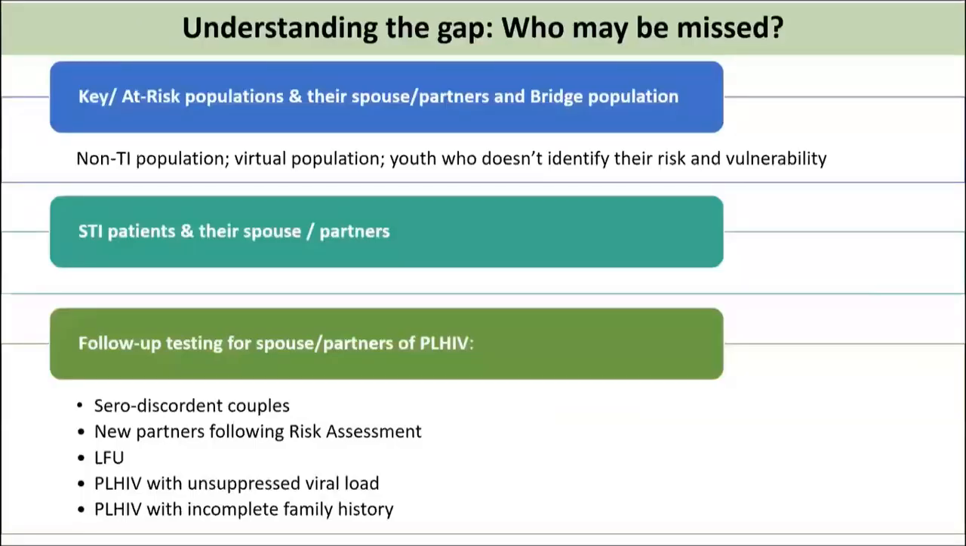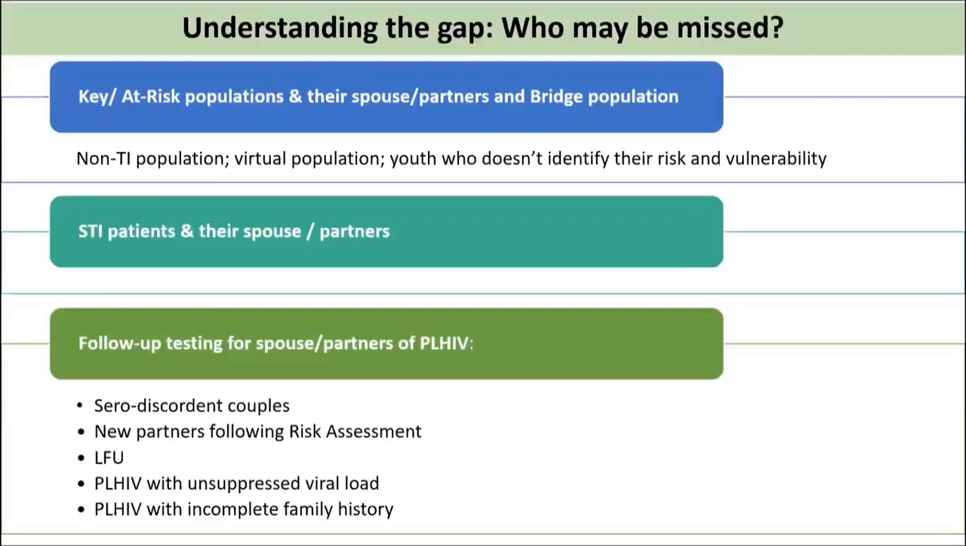So basically, when we follow this current algorithm, we also understand that there are populations like non-TI population, virtual population. There are people in their adolescence and youth who do not identify that they are at risk or vulnerable to getting HIV. So that is a population which is kind of missed at these centers. Then the STI patients, which as per the guideline and as per our earlier communication, all of them should be tested at ICTC, but then there are gaps with respect to their testing as well.